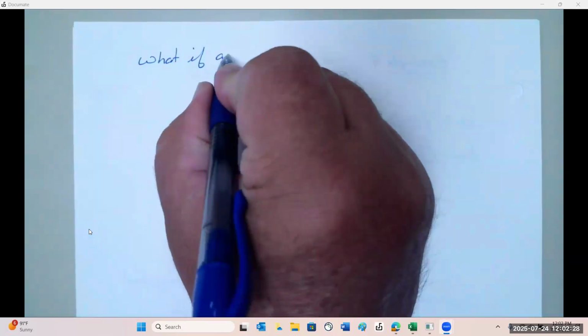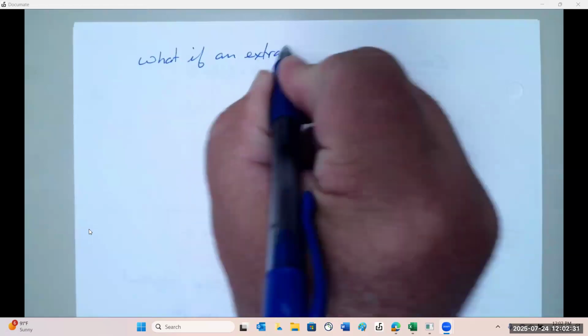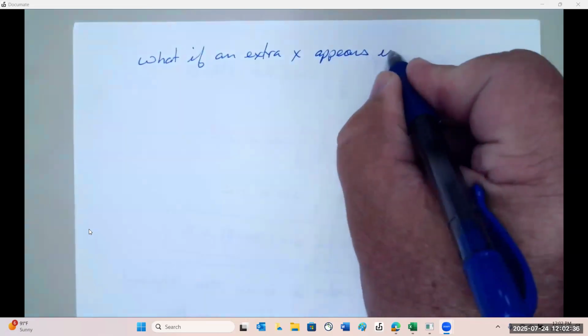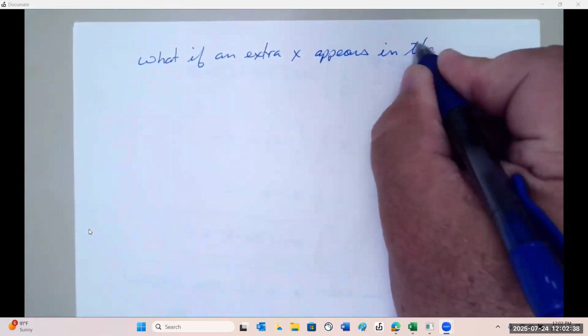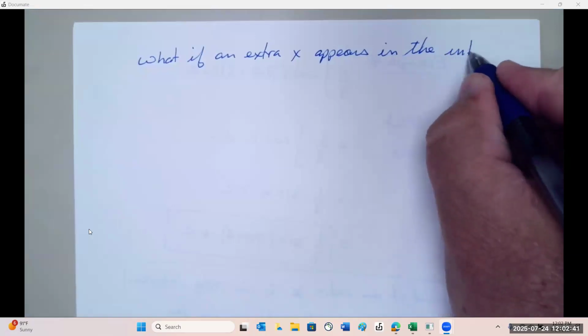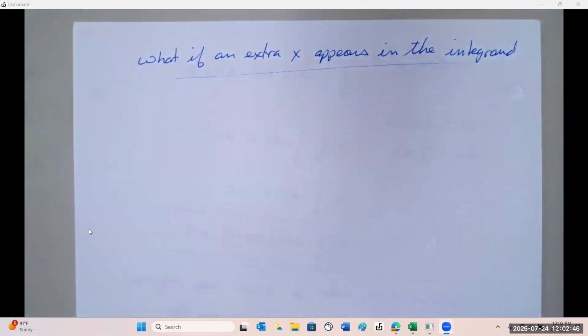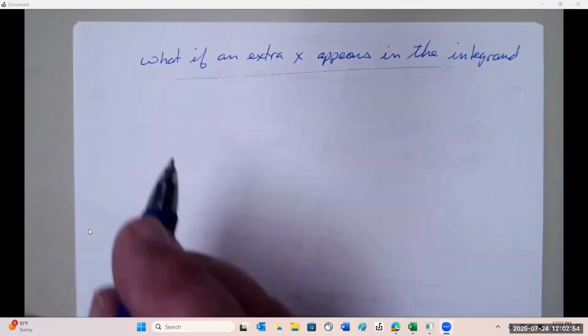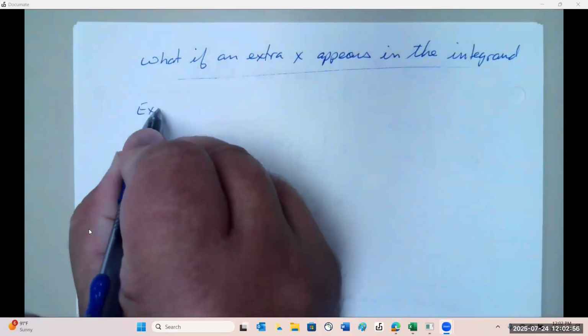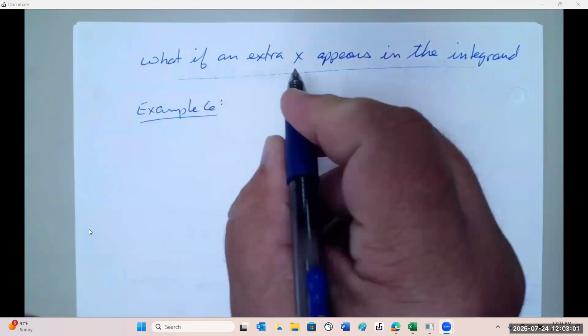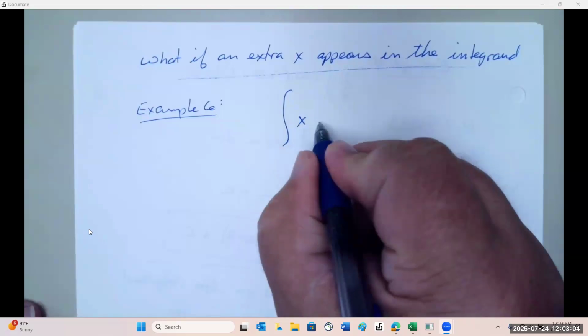What if an extra x appears in the integrand? The integrand is whatever's after the integral symbol. Example 6. So here's our example.